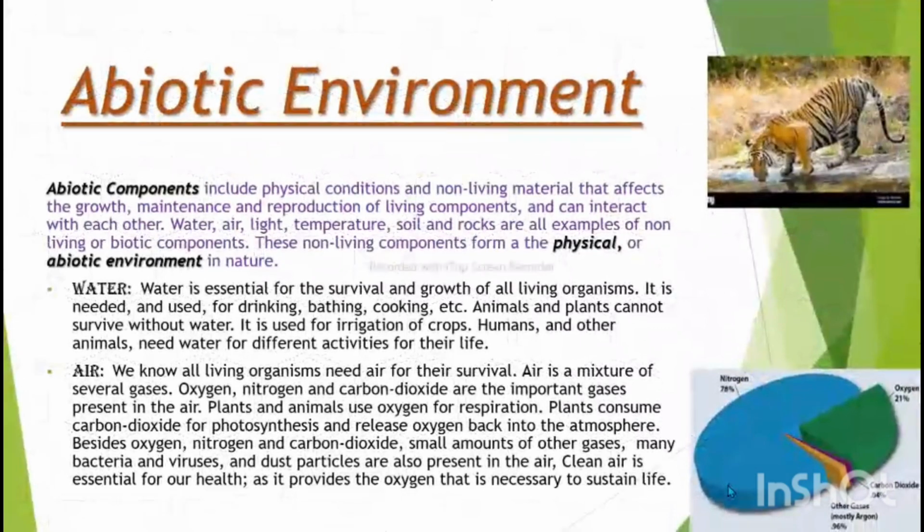Now, the abiotic environment. The abiotic environment includes physical conditions and non-living material that affect the growth, maintenance and reproduction of living components. They can interact with each other. Water, air, light and temperature, soil and rocks are examples of non-living or abiotic components. These non-living components form the physical or abiotic environment in nature.